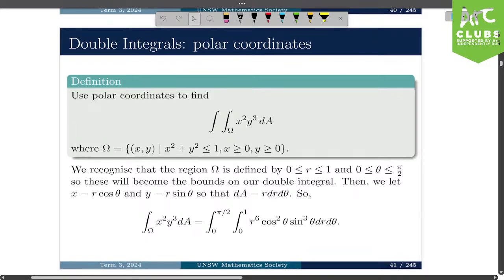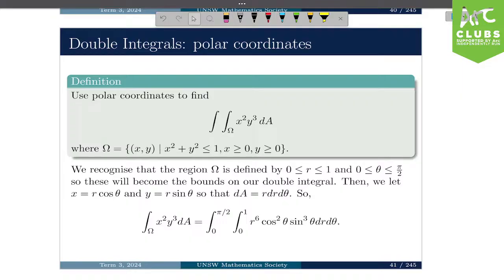Okay, and then now we move on to double integrals using polar coordinates. So use polar coordinates to find the double integral of x squared y cubed with respect to dA, where omega consists of the region where x squared plus y squared is less than or equal to 1, and x and y are both greater than or equal to 0.